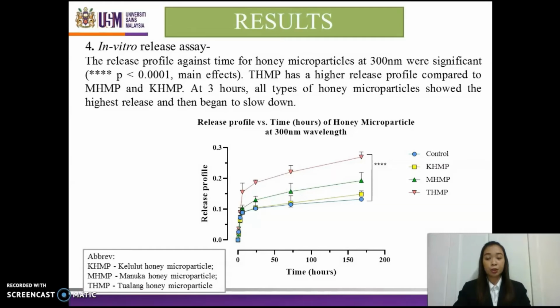Result for in vitro release assay. The release profile against time for honey microparticle at 300 nanometer was significant, as the p-value is less than 0.0001 for main effects. Based on the graph, we can see that tualang honey microparticle, in pink color, has a higher release profile compared to manuka honey microparticle and kelulut honey microparticle. And all these three types of microparticle show slow release effects.